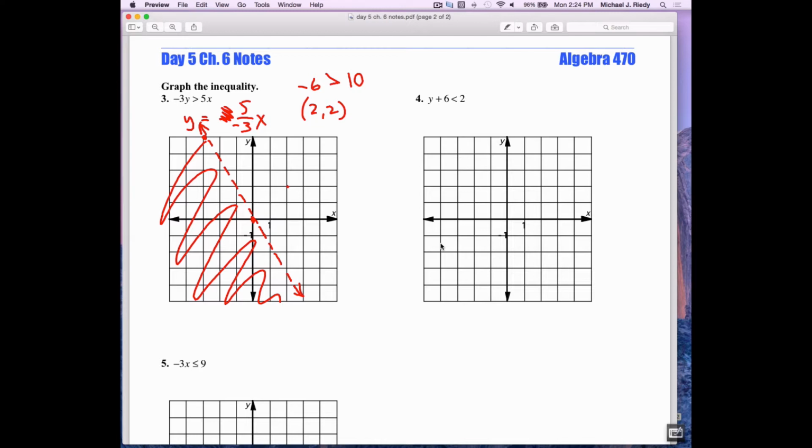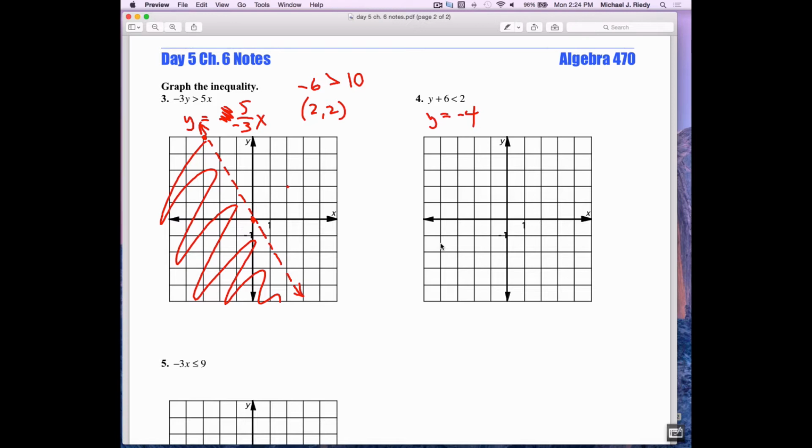Notice there's no x there. Don't magically make an x appear. There is no x in this equation. If there's no x in the equation, what does the line look like? Horizontal. Correct. So solve for y here. Y is equal to -4.